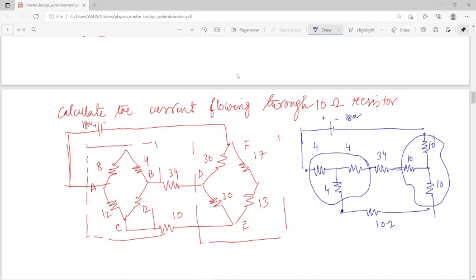And there are also some problems where you have to convert the reverse way. That means the star network is given, and if you convert it into delta, you can easily solve it. So there are different types of procedures given, and you can easily convert it to another procedure.